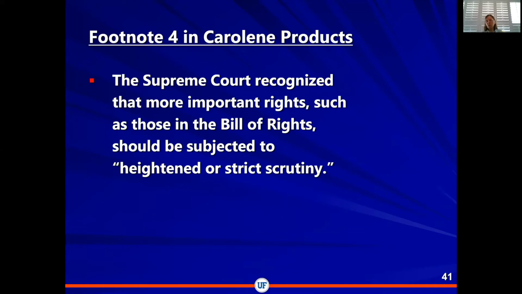It said, whoa, you know what? We got a problem here. We're trying to look at all these laws as if they just need to be rational, but that ignores the reality that some rights are more important than others. So the court says, maybe we should be subjecting these really important rights, those in the Bill of Rights, to strict scrutiny. So that's what happened.